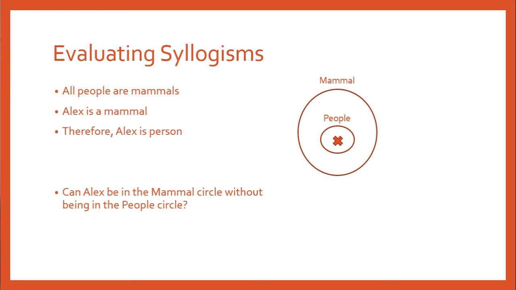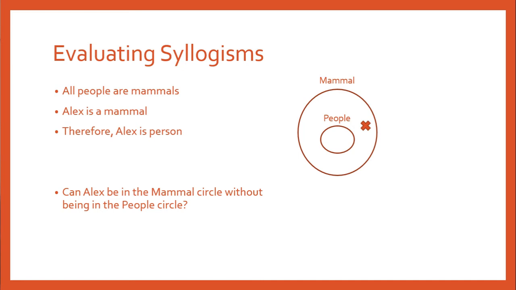Because the only conditions we have to satisfy is that all people are mammals, so the whole people circle has to be inside a larger circle labeled mammal, and then Alex has to be inside the mammal circle. We can move our X representing Alex outside of the people circle, but inside the mammal circle. Now in this picture, or this diagram, you can see that all people are mammals is still true in the drawing. So the entire people circle is inside a larger mammal circle, and our X representing Alex is inside the mammal circle.